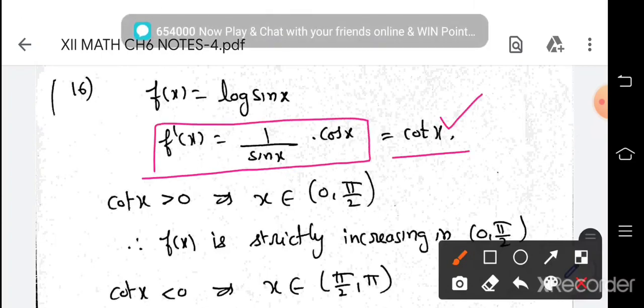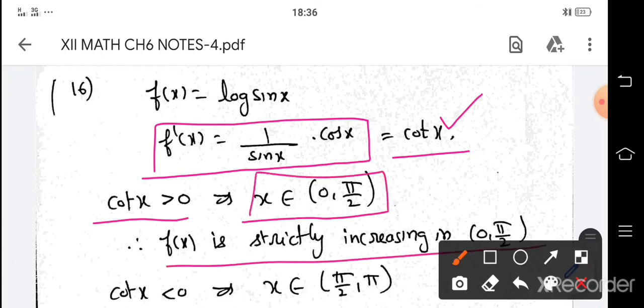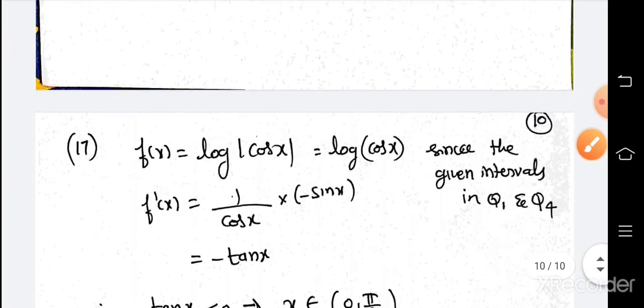Cot x is positive in the first quadrant. Cot x is negative in the second quadrant. So that's all. Cot x is positive in the first quadrant, so increasing in 0 comma pi by 2. Cot x is negative in the second quadrant, decreasing in pi by 2 comma pi. 0 to 90 degrees, 90 degrees to 180 degrees. Okay, that's all. 17th question.